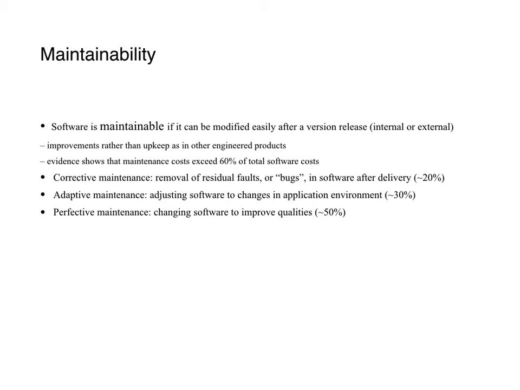Maintainability. We have talked a lot about maintainability, right? Software is maintainable if it can be modified easily after a version release. So the main thing is whether your software can be modified easily. Suppose you build a valuable product that works perfectly, but it's difficult to modify and difficult to adapt to new requirements. Then what do you think?